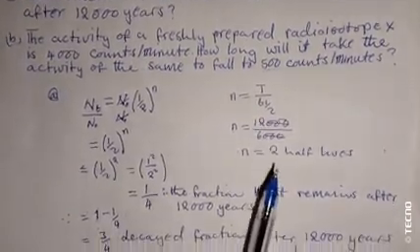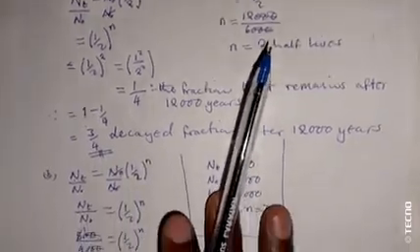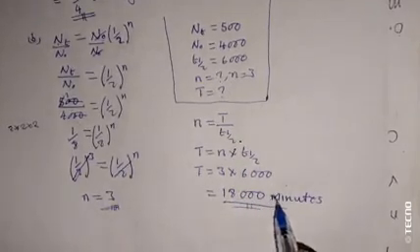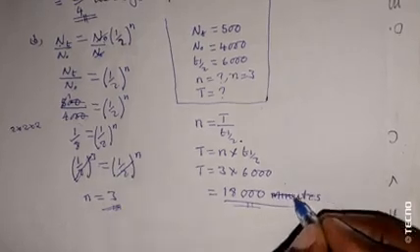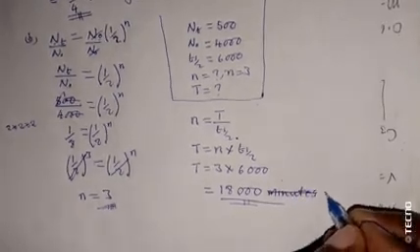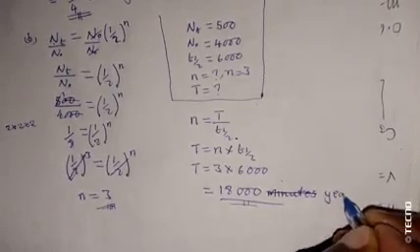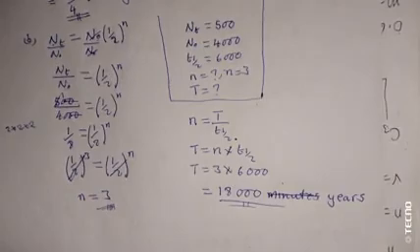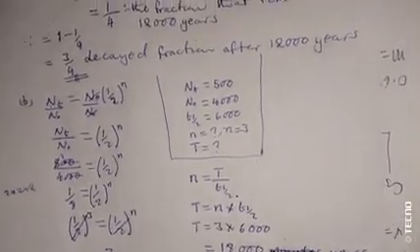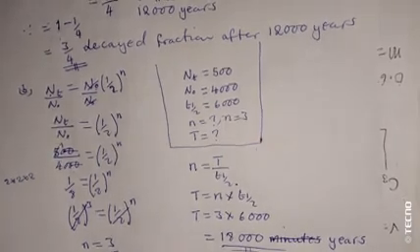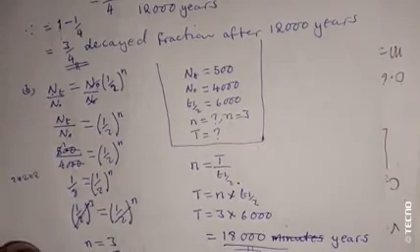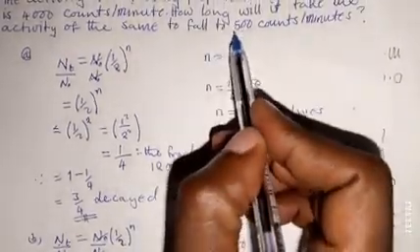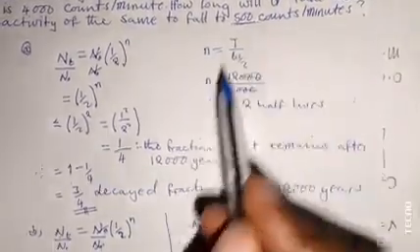That's why I had said 18,000 minutes. So here we can change this one to years. I'll just cancel this and say 18,000 years. So this is the total time that it will take for a radioactive substance to decay to 500, which is this one. So it will take 18,000 years.